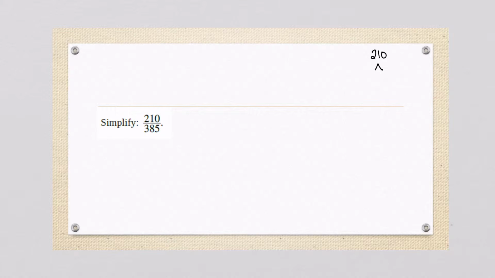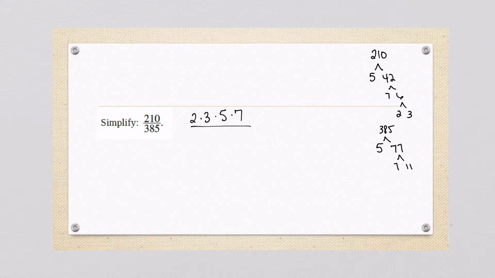Okay, so this becomes 5 times 42, then I've got 7 times 6, 2 times 3. Now I've got all the primes for the numerator. So 210 becomes 2 times 3 times 5 times 7. And the denominator becomes 385. Let's see here. I know 5 will go in there. Looks like 77 times, and then I've got 7 times 11. So the denominator becomes 5 times 7 times 11.